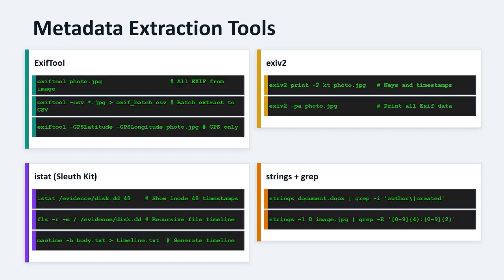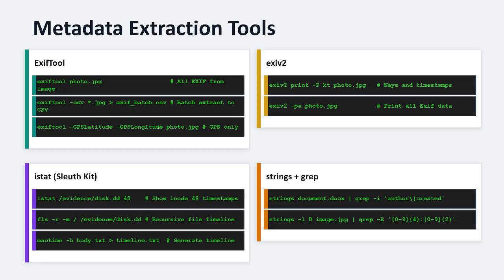iStat, we use that a little bit. So these are all the Sleuth Kit tools. That's used more at a lower level when you need to look at the specific inodes, and not specifically with images, but you can see a lot of the similar information.